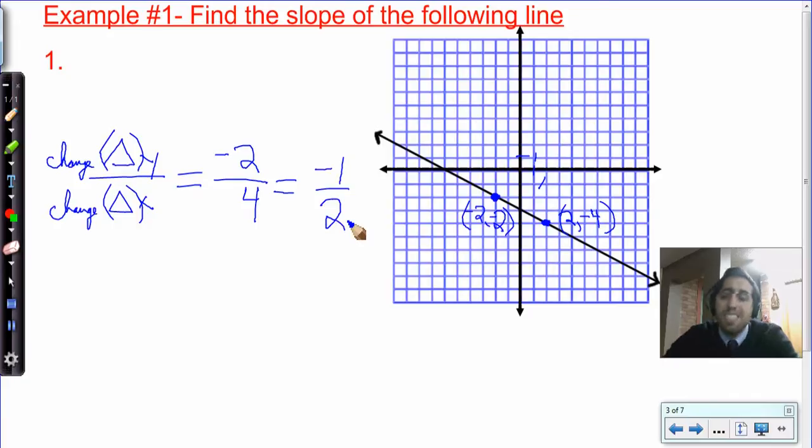So the slope here is negative 1/2. And we found that right away. We could plug it into the equation. M equals y2 minus y1 over x2 minus x1. We could plug in those points we just named and call one of them the first ordered pair x1, y1, the second one x2, y2. But we can just look at the graph.